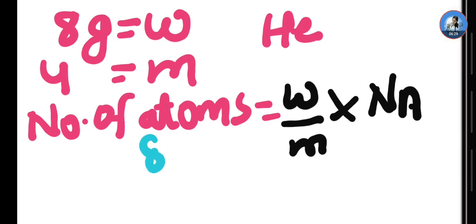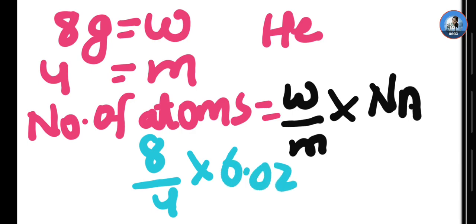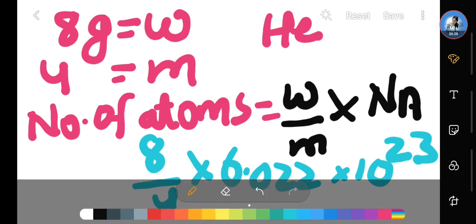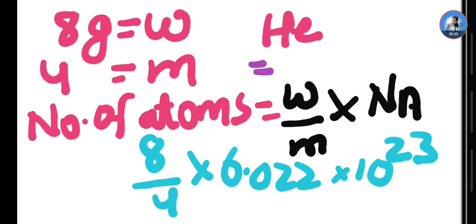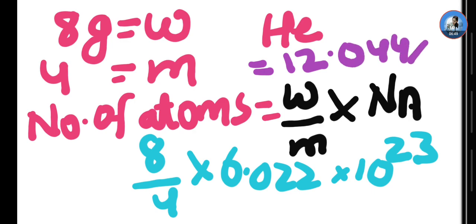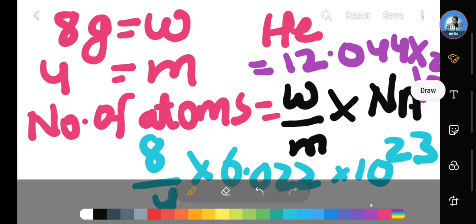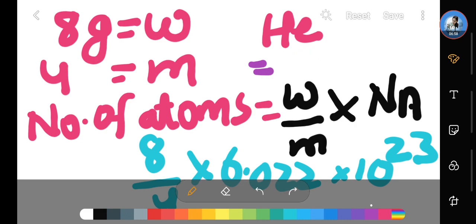So our answer is 8 upon 4 into 6.022 into 10 raised to power 23. What is our answer here? That is 12.044 into 10 raised to power 23. This is our answer here. Got it? This is our first example, how to calculate the number of atoms.